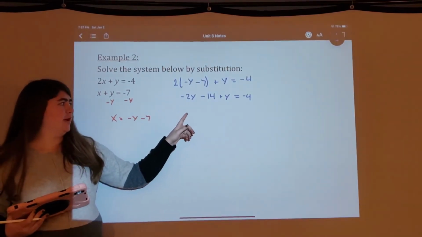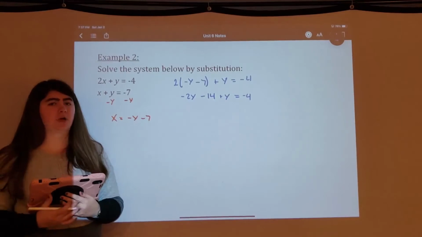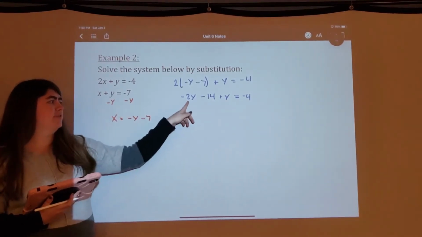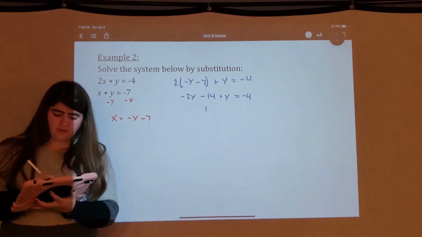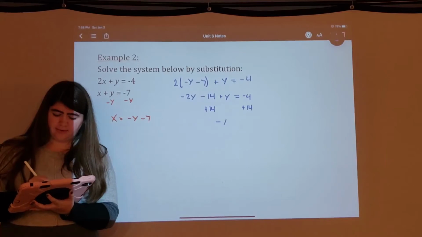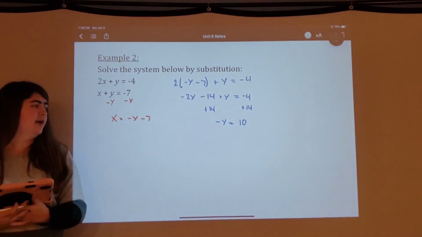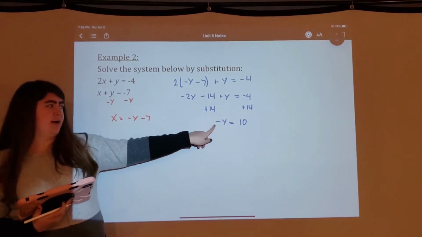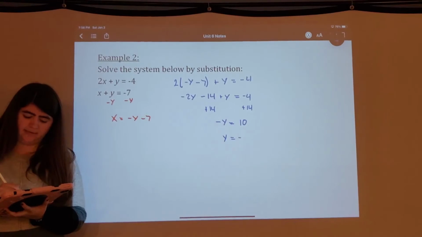I'm going to add 14 to both sides, and I'm also going to combine my like terms all in one step. So I have negative 2y plus a positive y gives me a negative y. So I'm adding 14. That gives me negative y is equal to 10. Negative 4 plus 14 is 10. I do not want to have a negative y, so I'm going to divide by negative 1, which means that y is equal to negative 10.